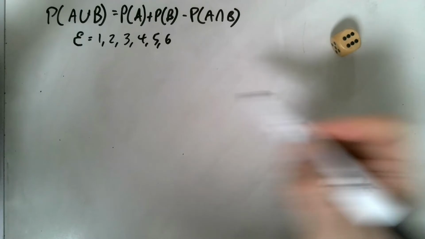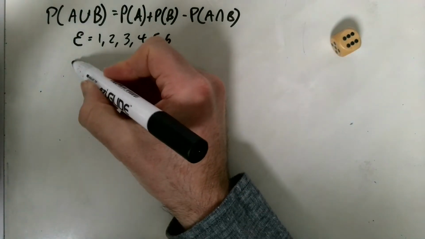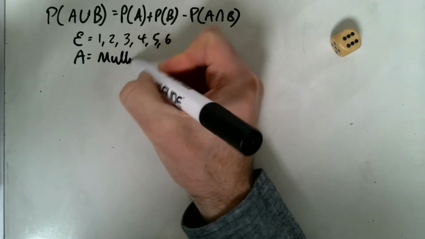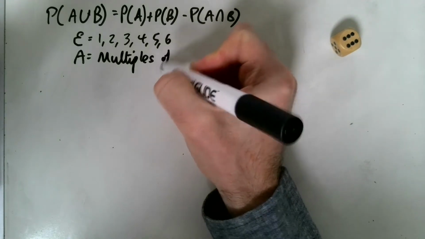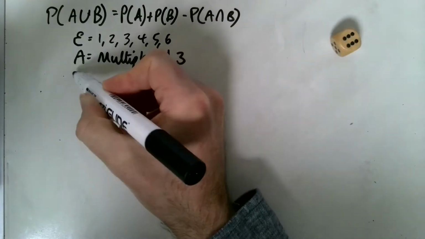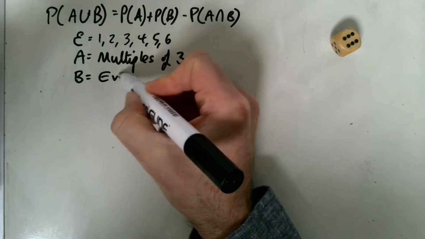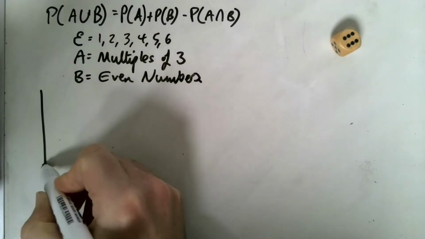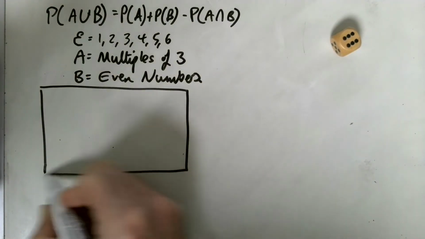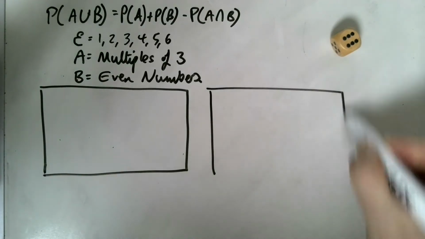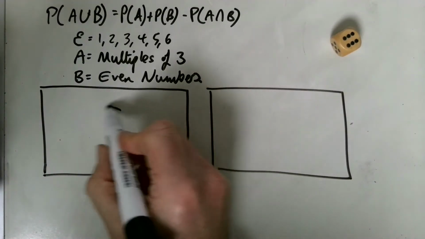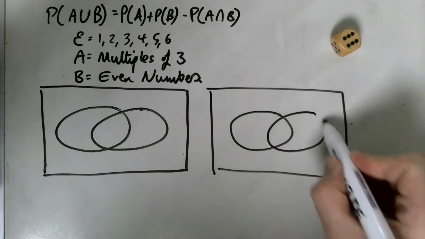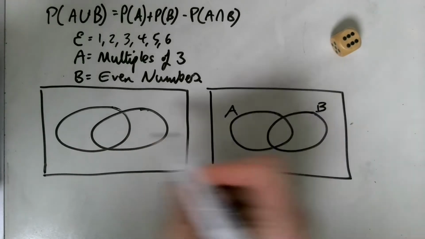And then we could have, if I say my set A is going to be multiples of 3 and my set B is going to be even numbers, I could make sense of this with a Venn diagram. Now I'm going to draw two Venn diagrams here. One, because you can use a Venn diagram to sort data out for you, and the other one just to show the actual probabilities.